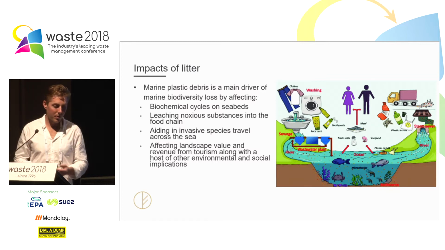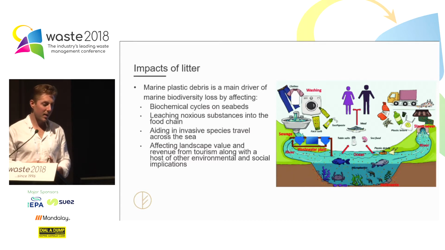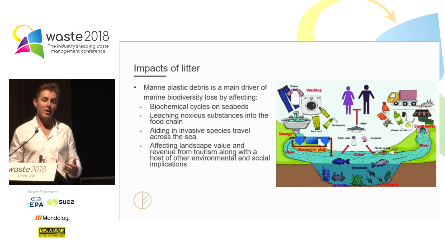So again, we understand that marine plastic debris is a main driver of biodiversity loss by affecting biochemical cycles on seabeds. It leaches substances into the food chains. There's microplastics now being found in the fish we're eating. It can aid in invasive species travel, so as plastic doesn't break down as a normal biodegradable material, it can help invasive species travel between oceans. And it affects landscape value and revenue.